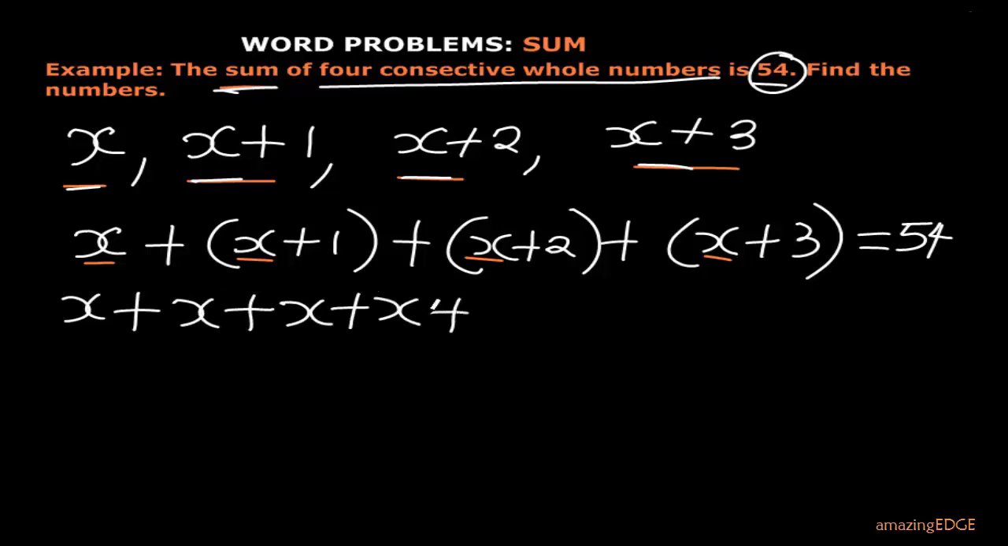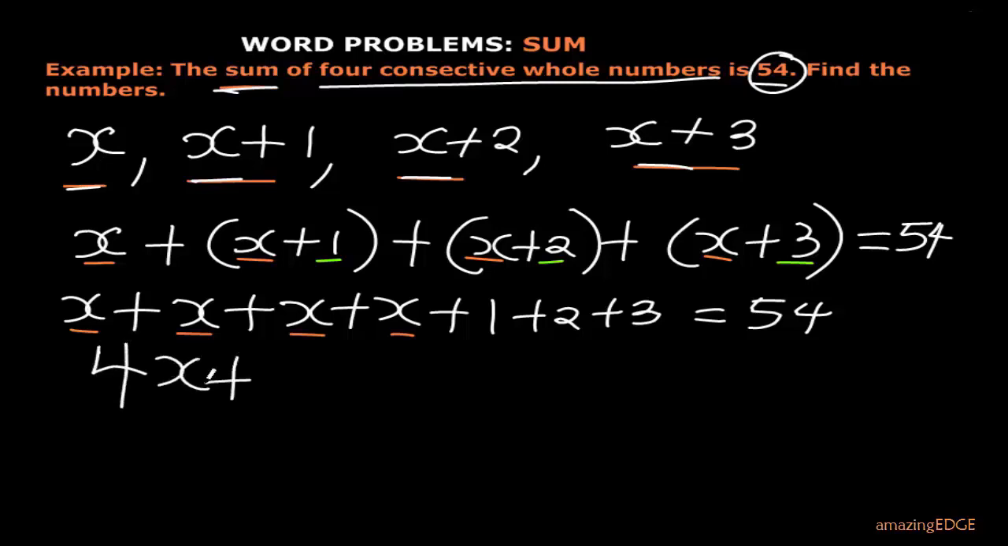Then you look at the numerical values, the knowns. This is 1, 2, 3. So when you add them, you have plus 1, plus 2, and plus 3. Everything is giving us 54. Then if you add up x plus x plus x plus x, how many x will that give us? That will give us 4x. Then here, when you add up, 1 plus 2 is 3, plus 3 will give us 6. So this gives us 6. Everything is 54.